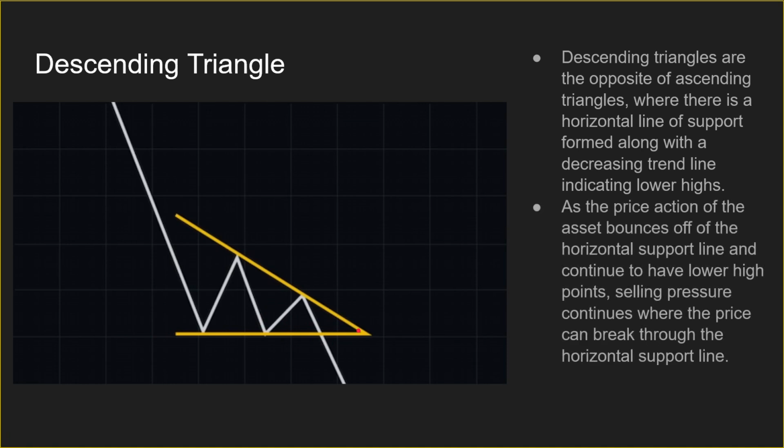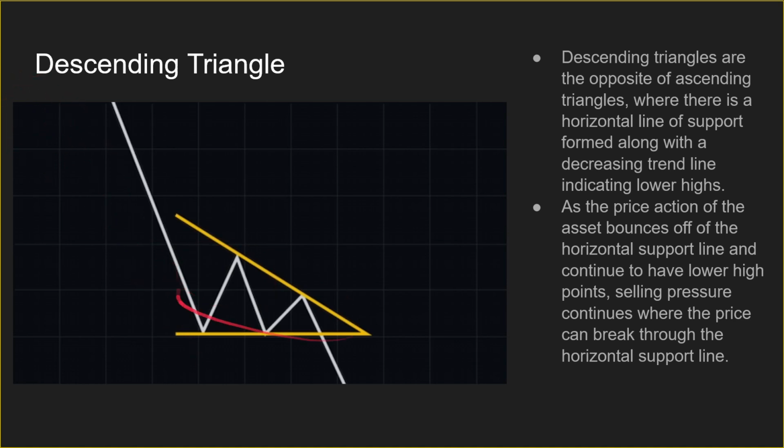As price action of the asset bounces off that horizontal support line and continues to produce lower high points, selling pressure continues, where the price can break through the horizontal support line. We're looking to see a breakdown, right? Once again, we're in a descending triangle. We're overall in a descending market structure.